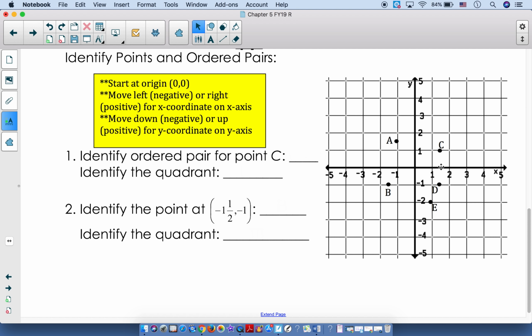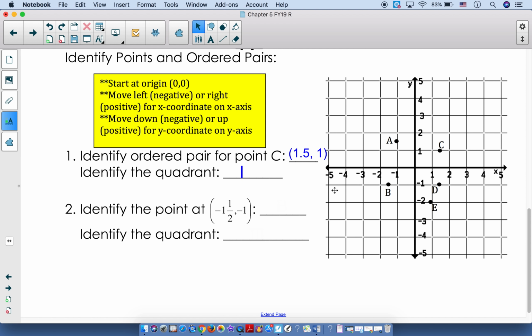And then how far up did I go? I went 1 exact. So the point for C is 1.5, 1. And that would be our ordered pair. You can write that as a fraction of 1 and a half and then 1, or you can write it as 1.5 and 1. It is up to you. What quadrant is letter C in? Hopefully we are all aware that this quadrant up here, the positive land, is quadrant 1.